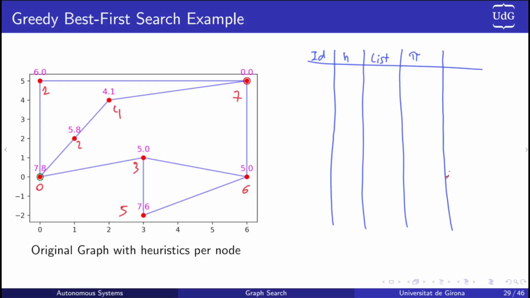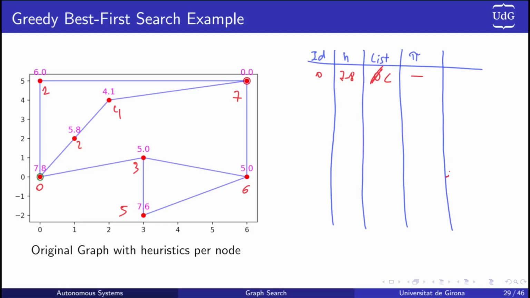Initially, we have only the 0 in the open list. The heuristic is 7.8, and the parent is null, because the pi function is not defined for the initial vertex. Then I extract from the open list the one that has the smaller heuristic. I have only one, so I extract this one, remove it from the open list, and put it in the closed list.